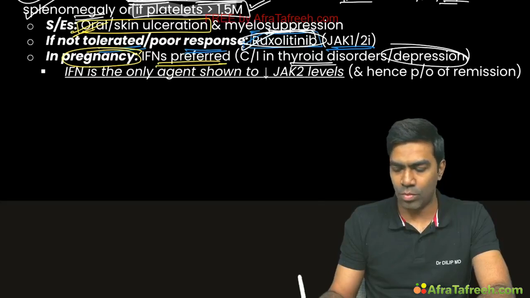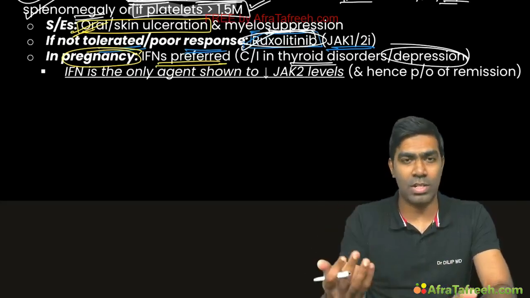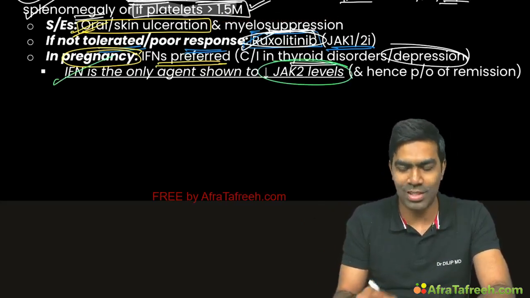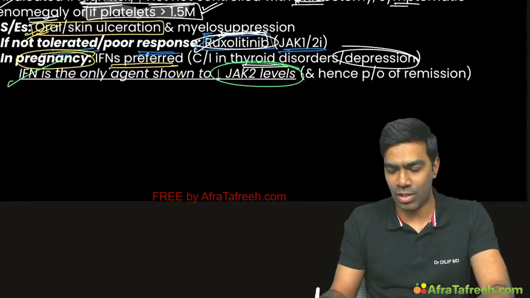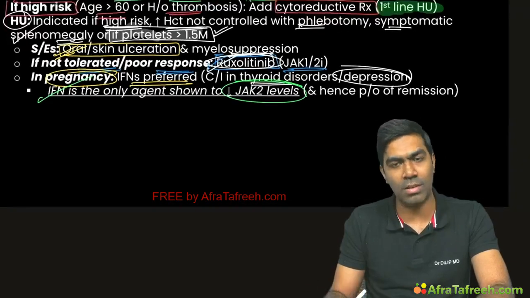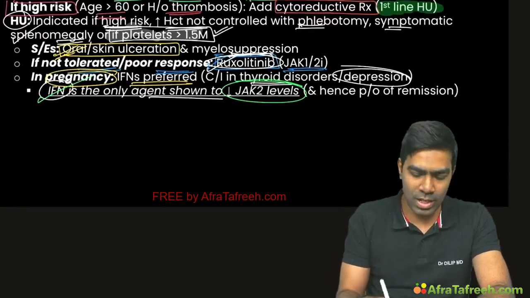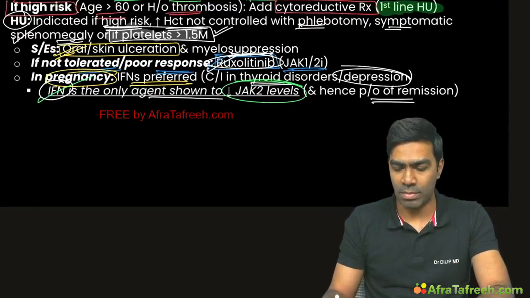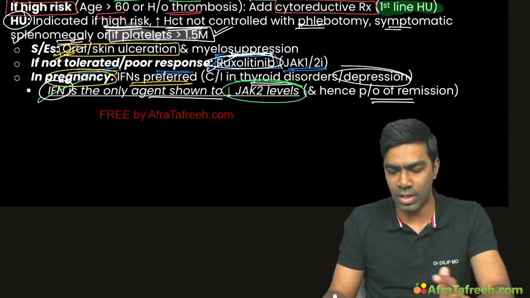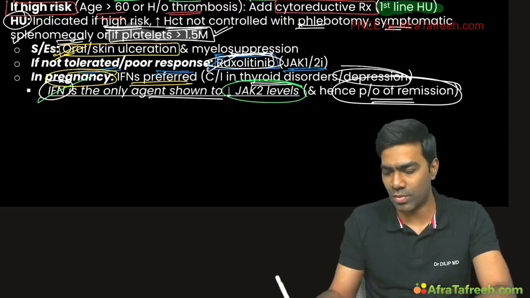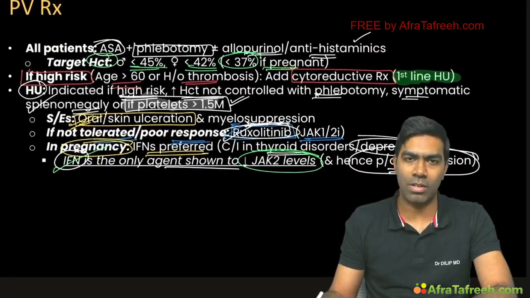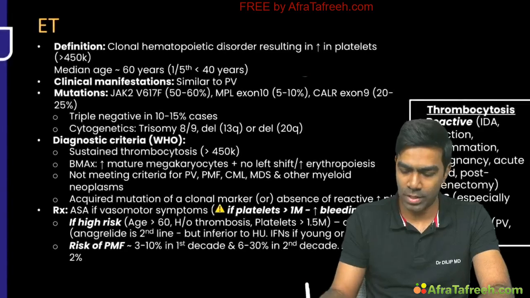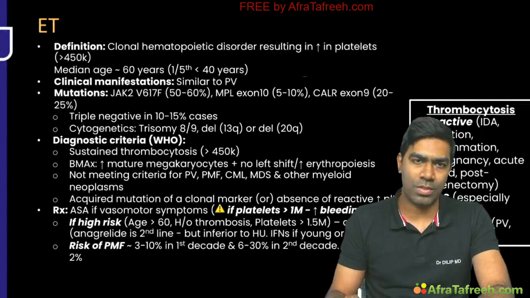And remember, one study that was done with regards to efficacy of different agents proved that interferon is the only agent that is shown to decrease JAK2 levels. Even if you use hydroxyurea or tyrosine kinase inhibitors, it doesn't matter, JAK2 levels don't come down. So interferons are the only agents that are associated with reduced JAK2 levels, even though we don't use them commonly. And because of that, we can say that interferons are the only drugs that, when used, are associated with the possibility of remission. No other drug is going to be associated with possibility of remission except interferons. That's an interesting point.